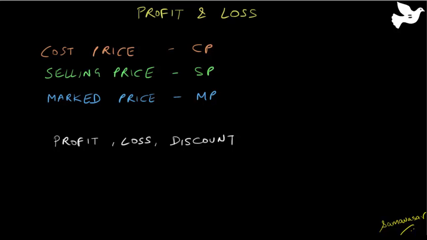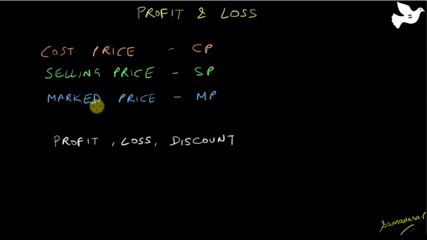Hello everyone. In this video, we'll be learning about profit and loss. First, some basic terminology. Cost price, I'll be denoting as CP. Selling price, that is the price at which the commodity is sold, will be SP. And marked price is MP.